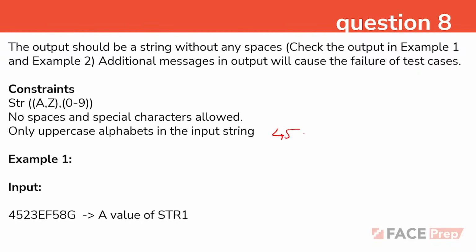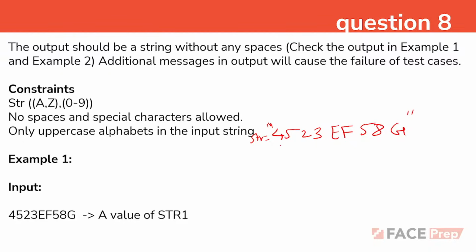45, 23, E and F, then 58, then G. Okay, this is the string they are given, str we can say. So what is the thing over here? Based on whatever conditions they have given, we need to find the resulting string.